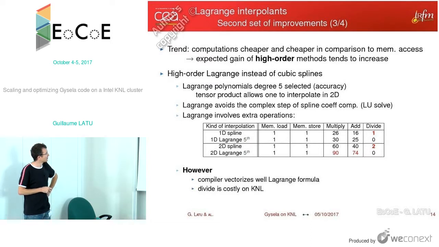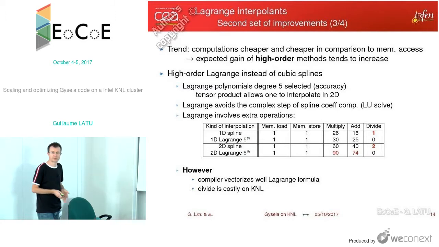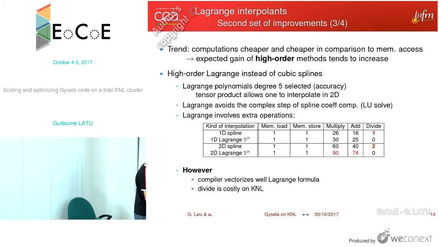There is also a comparison of the number of operations needed for these interpolators. You see that for multiply and add, the 1D Lagrange fifth order is a bit more costly than 1D spline, but Lagrange avoids a division. For 2D, there is much more computation to do with Lagrange compared to 2D spline, but we avoid the 2D division. The thing is that, yes, we perform many more operations, but these operations can be well vectorized. So at the end, it's faster.